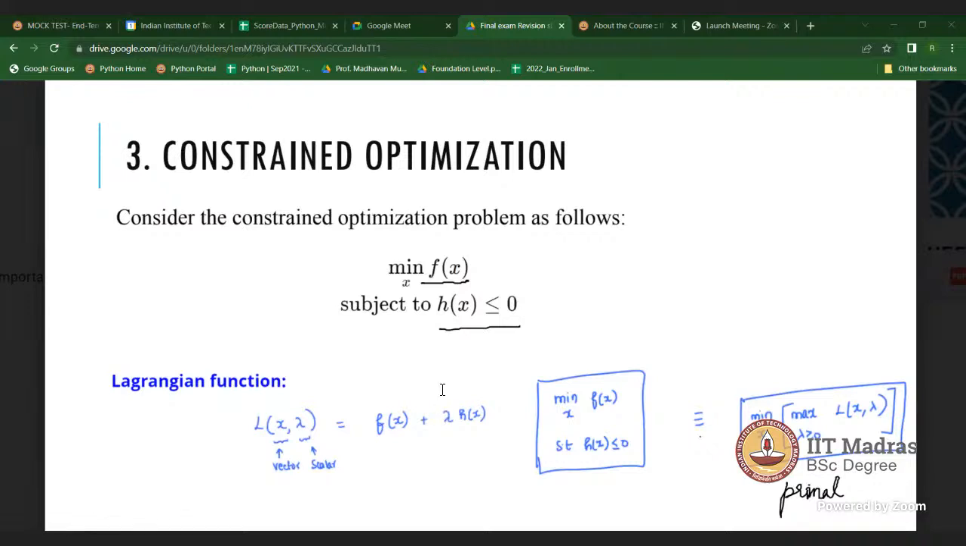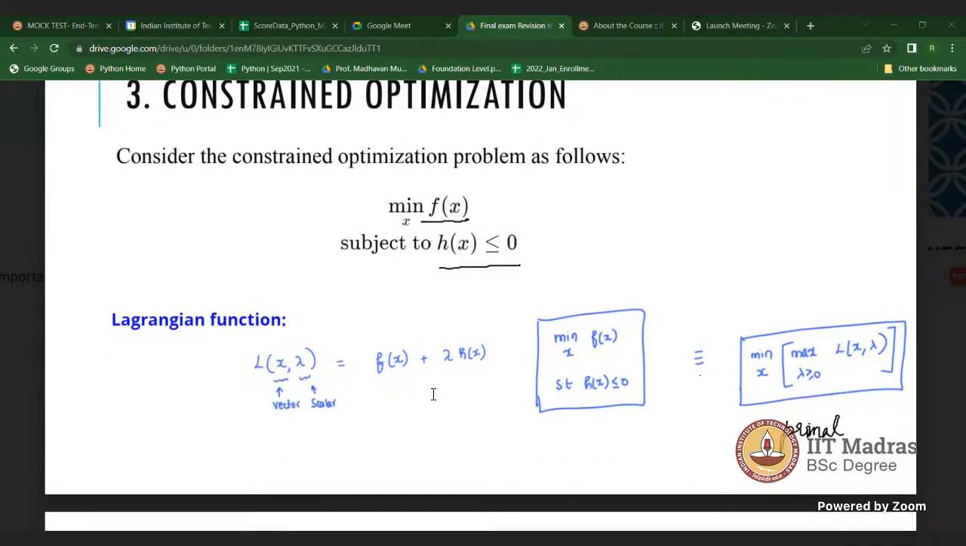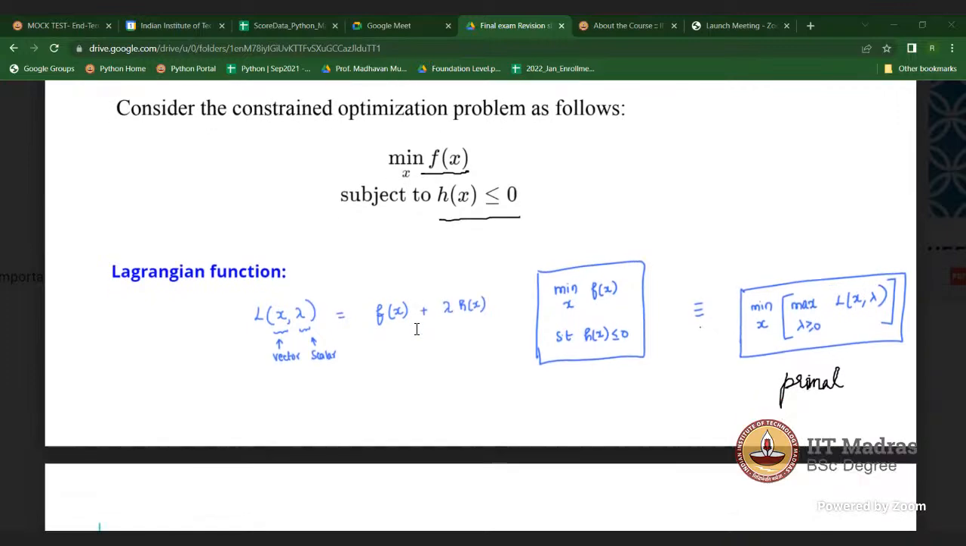Basically, we are generalizing this equation only. KKT is the same as this one. Only in this problem we are saying that lambda cannot be negative. So in general, okay, sir, got it.